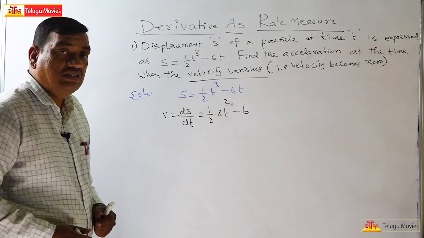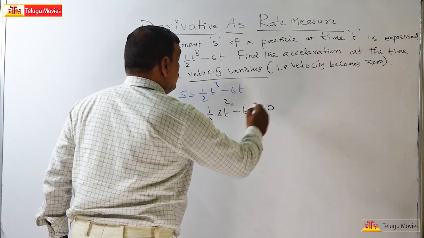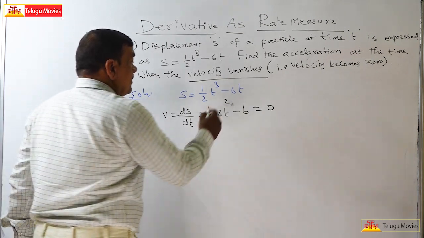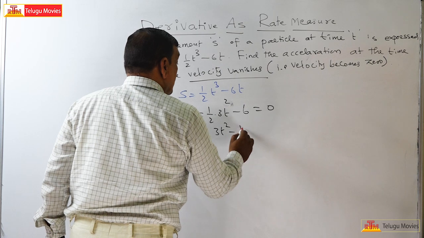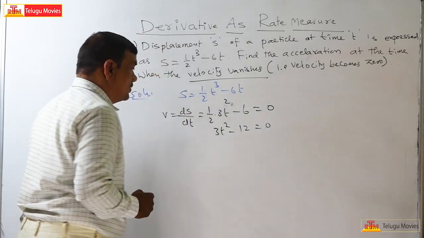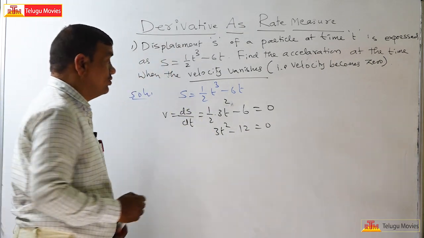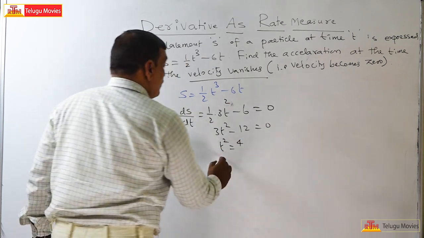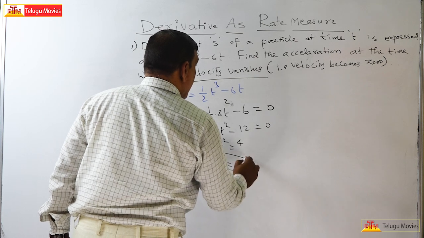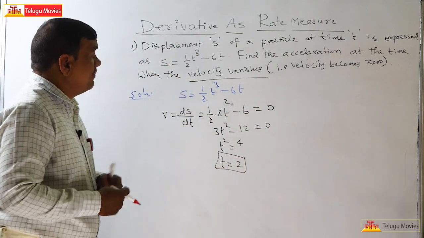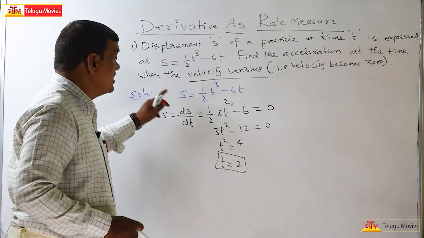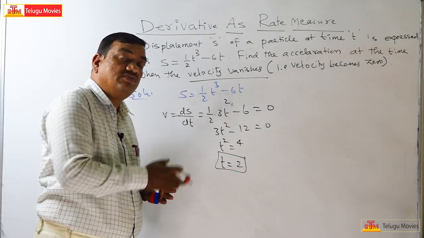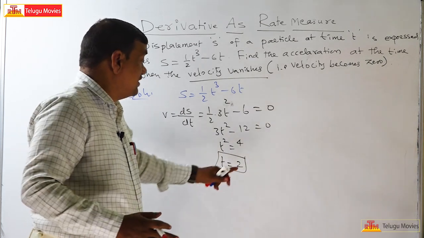Now the velocity vanishes, that means it is equal to 0. Let us find out what happens here. 3t² − 12 = 0. Therefore, t² = 4, therefore t = 2. So at t = 2, seconds or minutes, the velocity vanishes. That means once the particle started, after 2 seconds or 2 minutes.